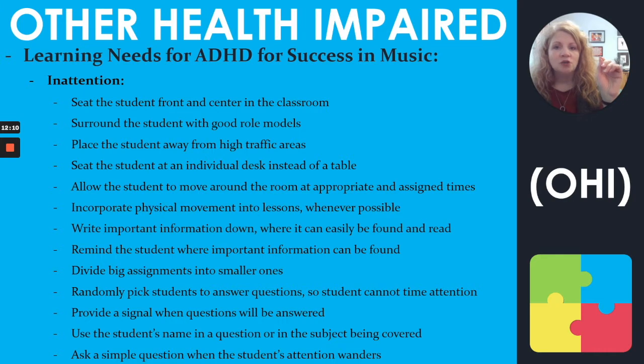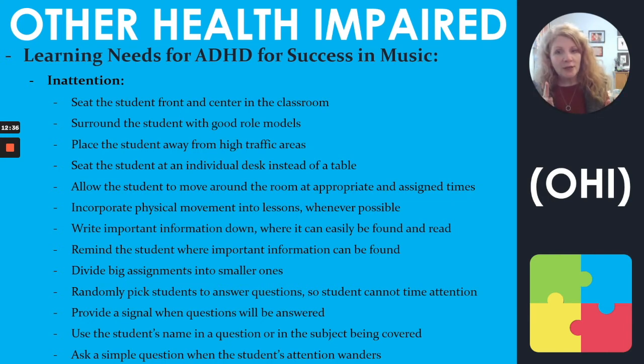Randomly pick students to answer questions. So the student cannot take all of your time and attention. I left a word out in there. So that, remember, they need to know that I'm going to pick randomly and that I'm going to call the student's name before I ask the question. And they don't know that it could be them or they might have to wait their turn. They can't get all the turns or they can't not get any turns either.